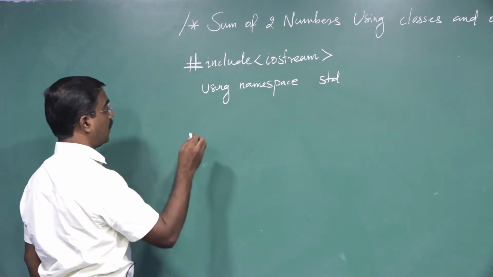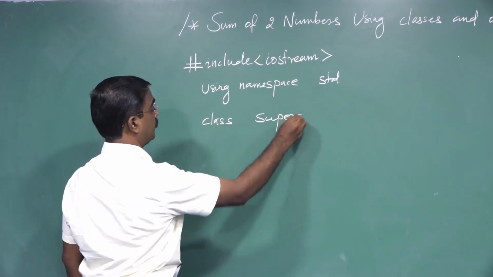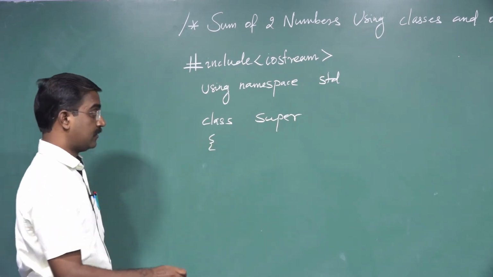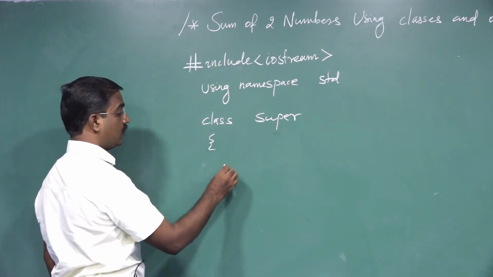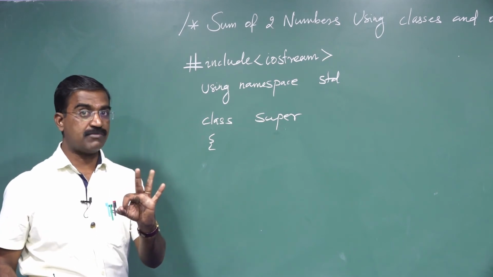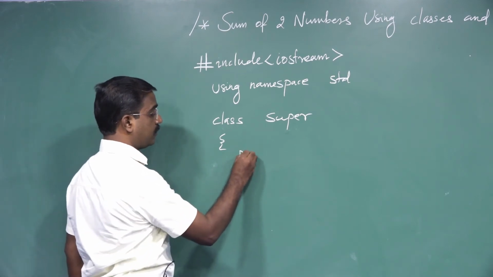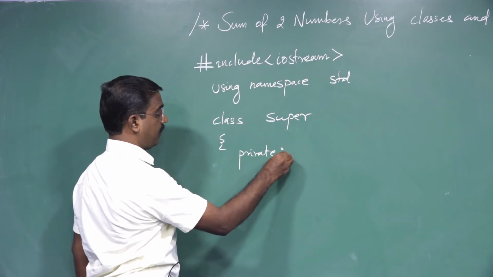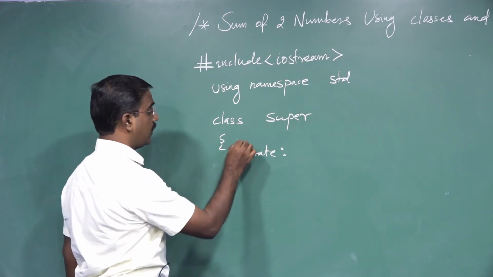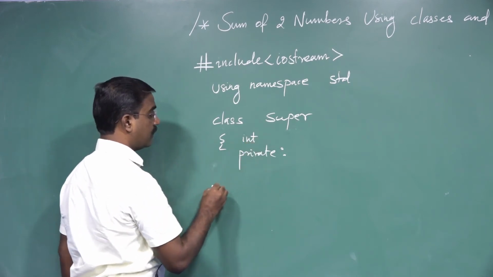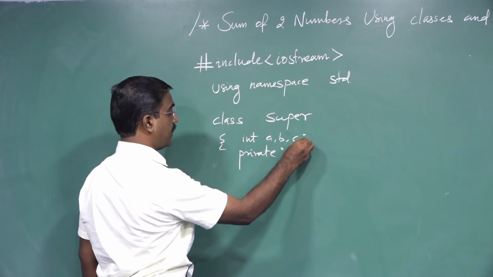In this program, the class name is simply we call super, and then open parenthesis. So class is a keyword, super is a class name. Now there are three types of access specifiers: private, public, protected. Here we write private. In this private area, we declare variables. That declaration is integer a, comma b, comma c, terminated by semicolon.